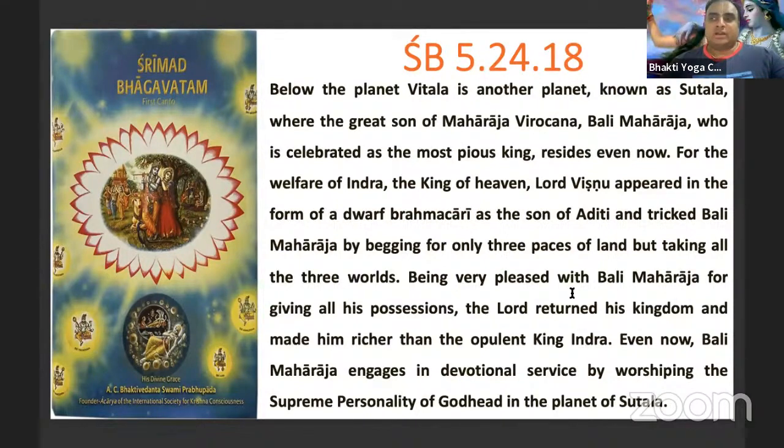So when Bali Maharaj actually captured the heavenly planets, and he gained power of the 3 worlds, at that time, Vamanadev descended to help Indra regain the kingdom. So that's when Bali Maharaj lost whatever he won from the previous battle, and he was sent to the Sutala planet as a reward. But actually, the Sutala planet was created like Swargaloka itself, in terms of material opulence.